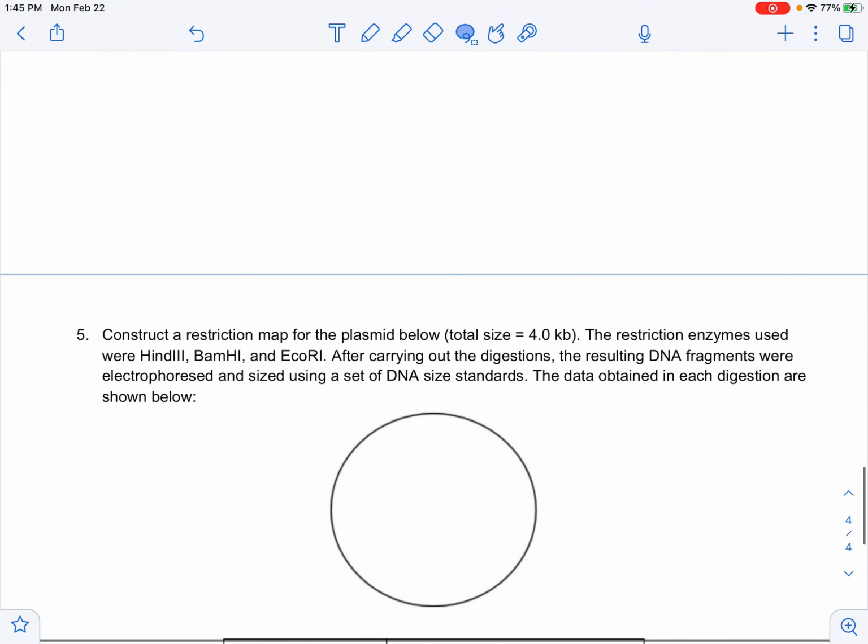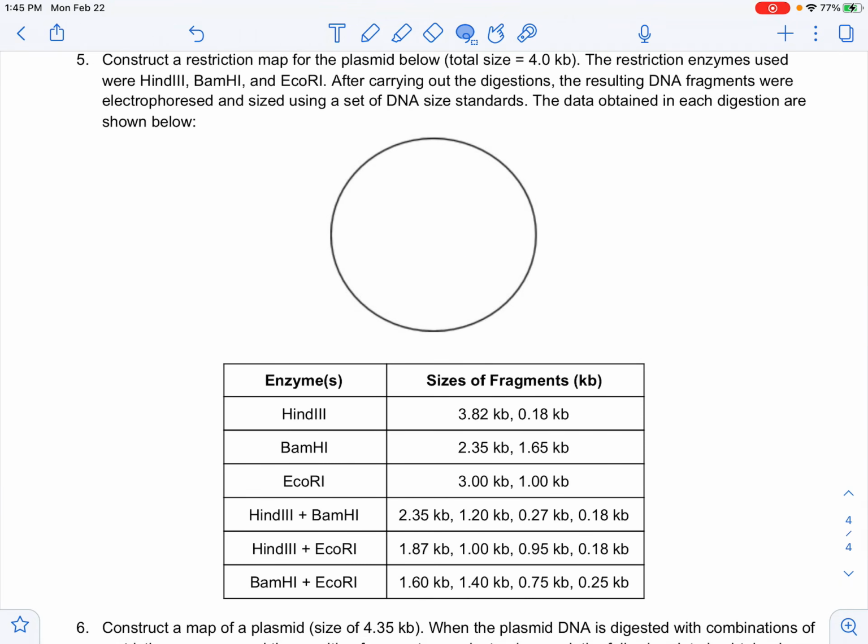Given a gel. All right, number 5 is a little bit more intense here. So I'm going to stop the video, and then I'll make a separate video in case you want me to solve 5 and 6. All right.